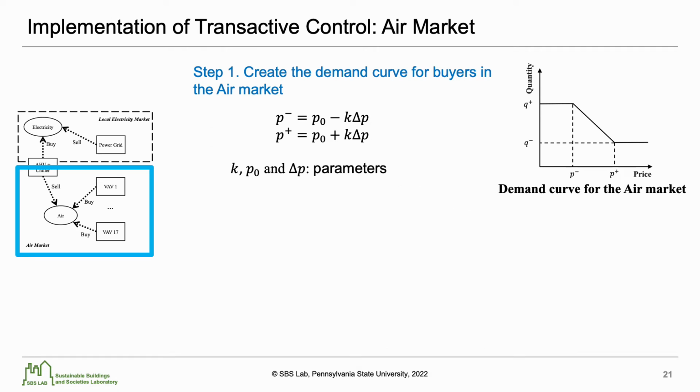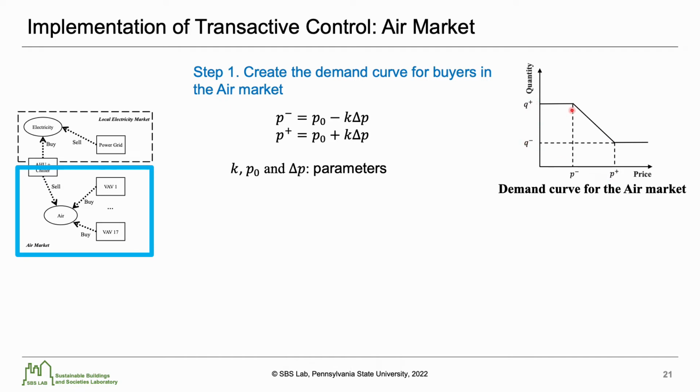The transactive control strategy can be implemented in a 5-step procedure. The first step is to create the demand curve for buyers in the air market, as shown here. The right figure shows the demand curve is designed as a piecewise curve, and is basically characterized by the 4 variables, P minus, P plus, Q plus, and Q minus.